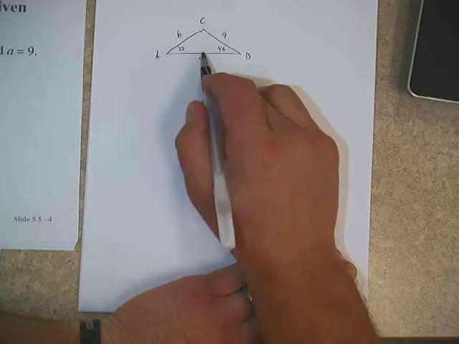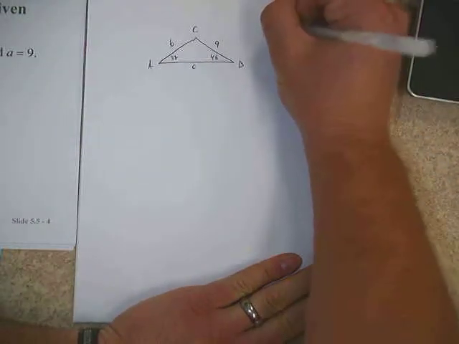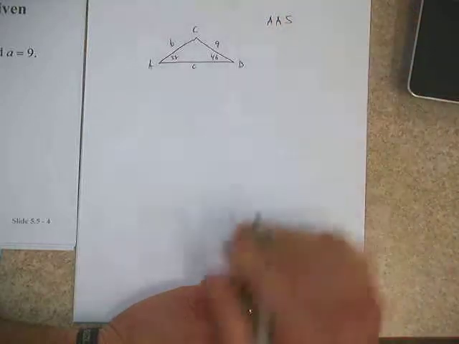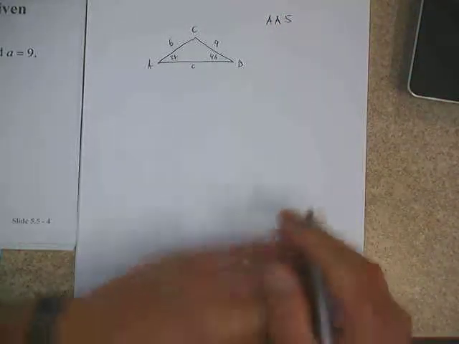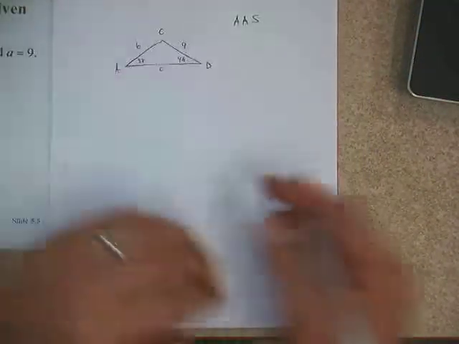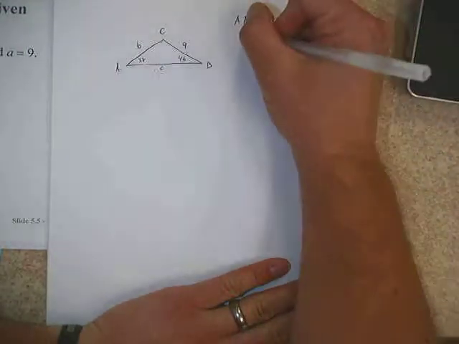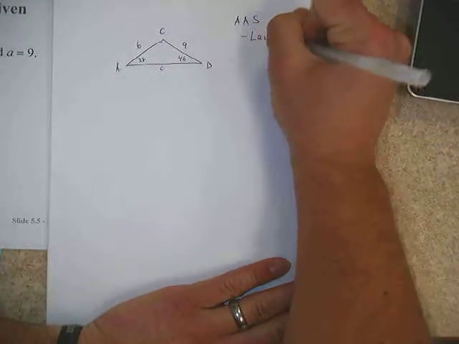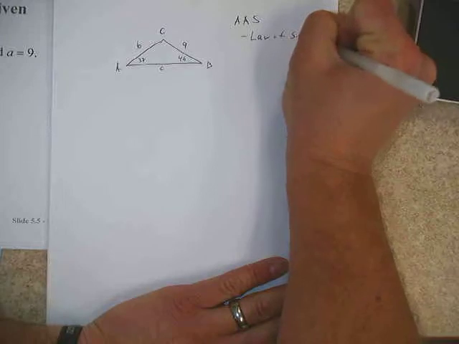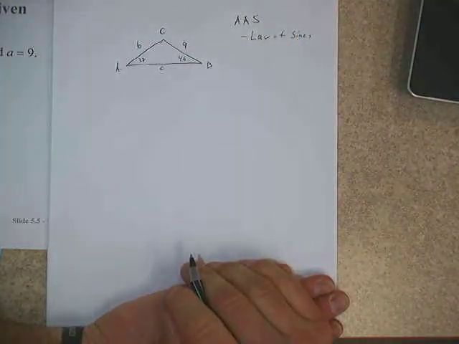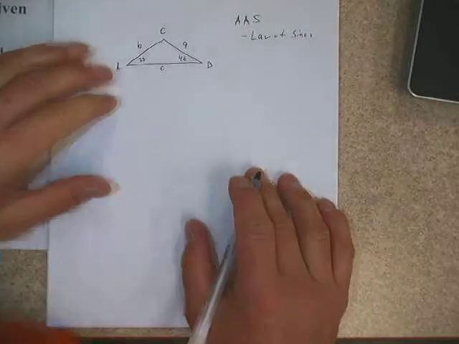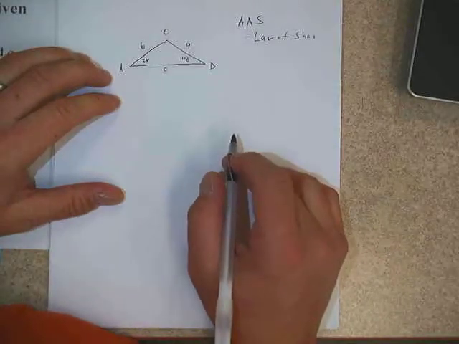Before we start though, I want you to notice what kind of case we have here. When we have 2 angles and the side that's not between them, remember in geometry we call that angle, angle, side. So the case that we're given here is angle, angle, side. And anytime that we have angle, angle, side, we're going to use the law of sines.